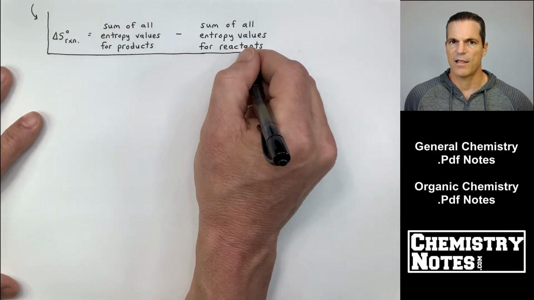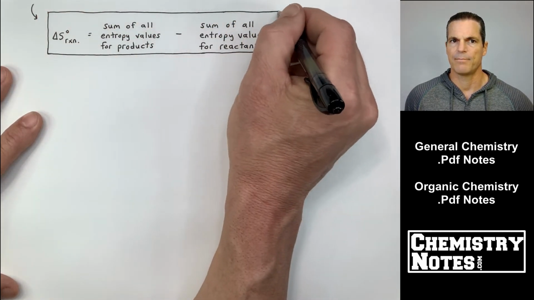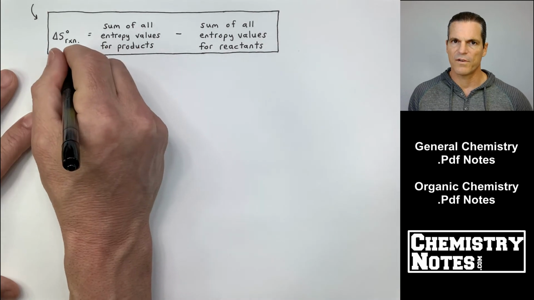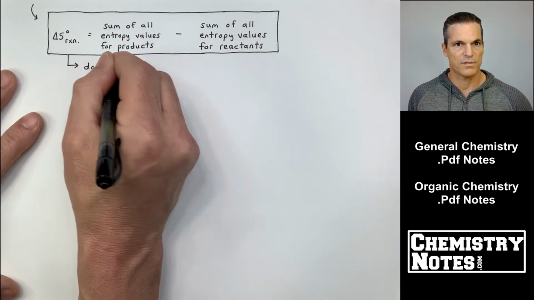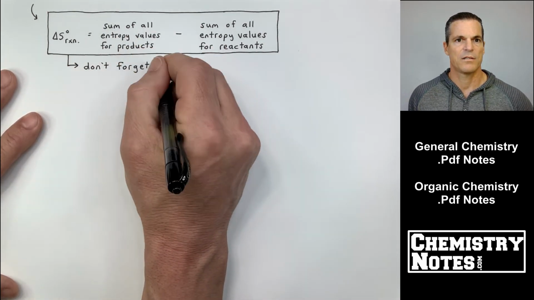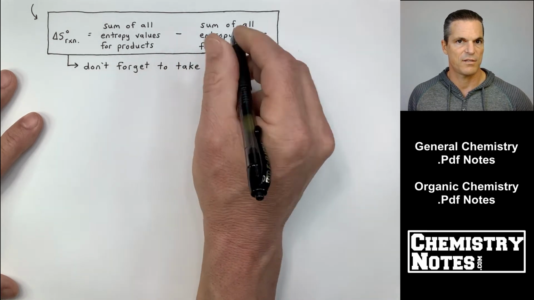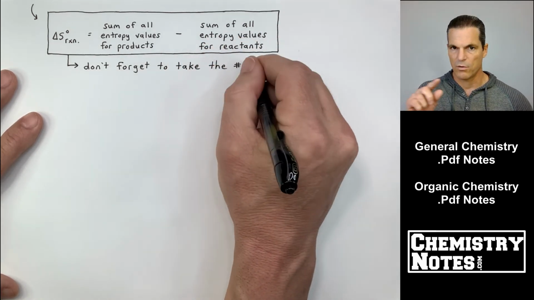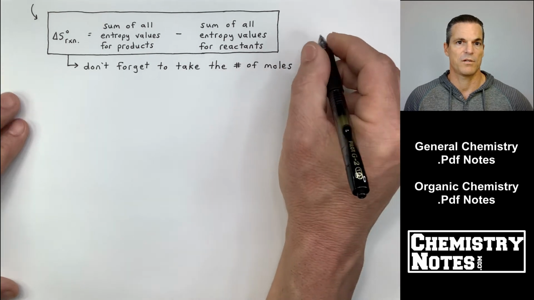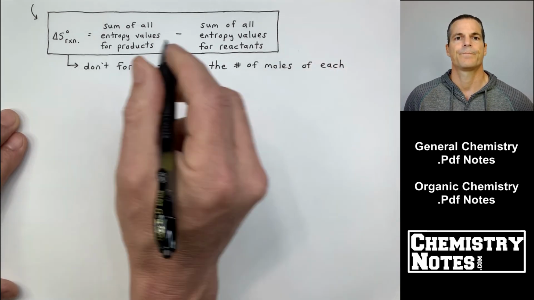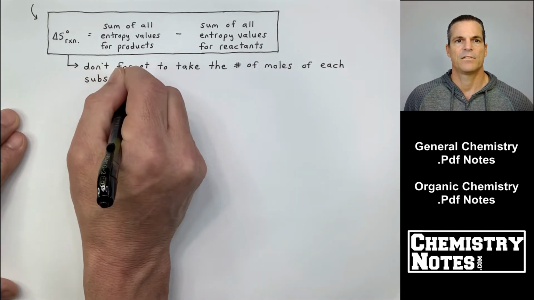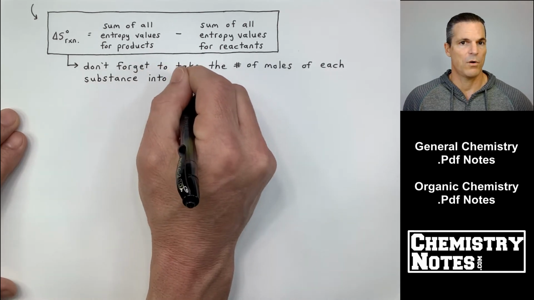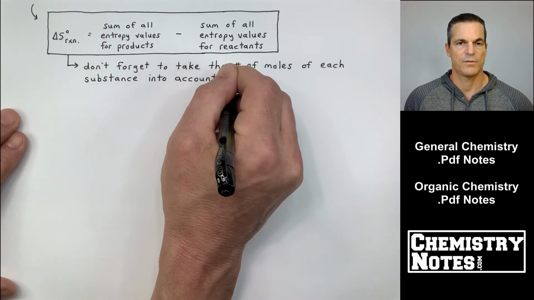Now, one thing I've not included here, and I'm going to put it in a bullet point right underneath: don't forget to include the number of moles of each reactant and each product. Don't forget to take the coefficients into account, those big whole numbers in front of your particular reactants and products. So it says, don't forget to take the number of moles of each substance into account. That's important.